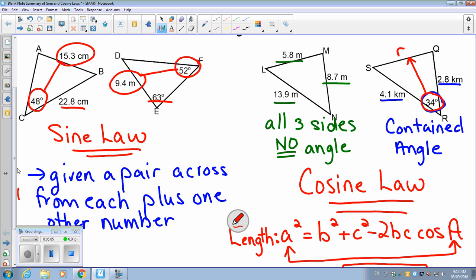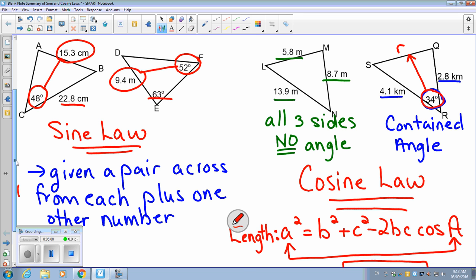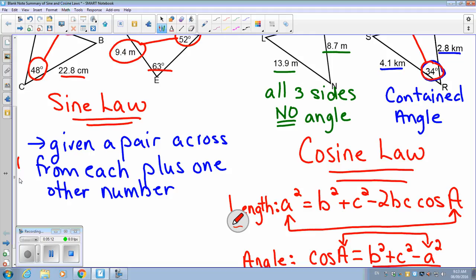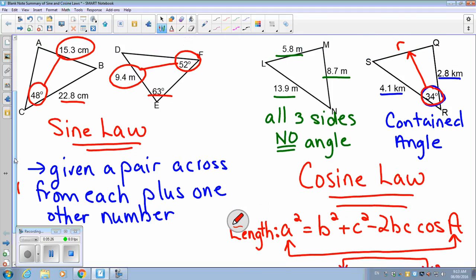If I subtract the 8.7, let me see if I can fit this all on the screen. Of course I can't. If I subtract the 8.7, then I'm figuring angle L. If I subtract the 13.9, then I'm figuring out angle M at the top. So whatever you subtract is the angle you're figuring out. And we should have been practicing that in previous lessons.